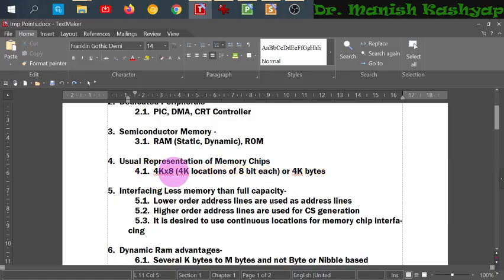So whenever someone says I need to have a 4K cross 8 memory, they mean that they need to have a 4 kilobyte memory.